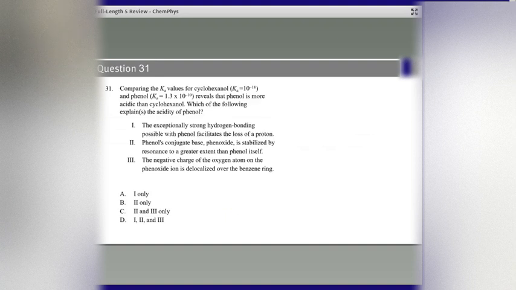Okay? Now, looking at question 31, this is a Roman numeral question. What Roman numeral statement shows up most common in my answer choices here? Which one shows up most common? 2. Excellent job. So when I see this 2 here, it says comparing the Ka values for cyclohexanol and phenol reveals that phenol is more acidic than cyclohexanol.